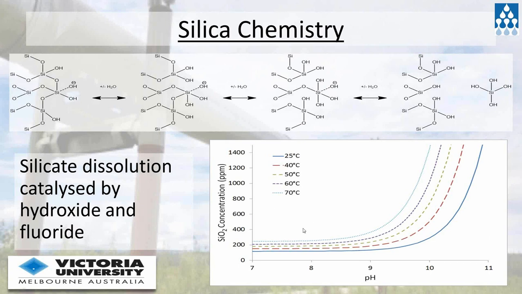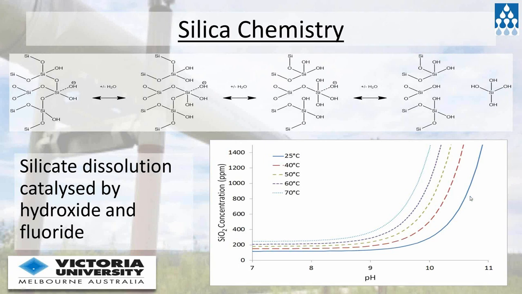I've provided here a graph where you can see the concentration of silica at different pHs and different temperatures. This is a theoretical graph that's been developed based around the assumption that the water is clean of any other compound. That's very important to recognize because so many other compounds influence the solubility of silica.